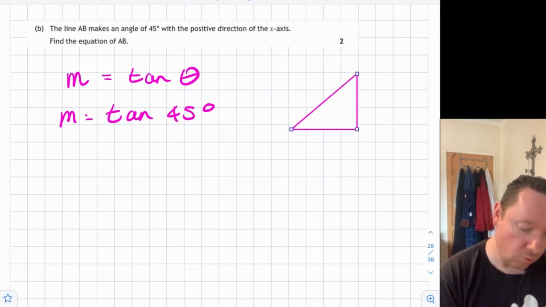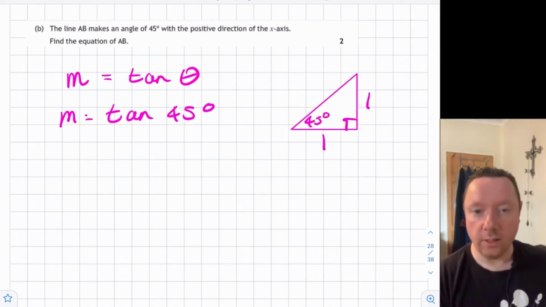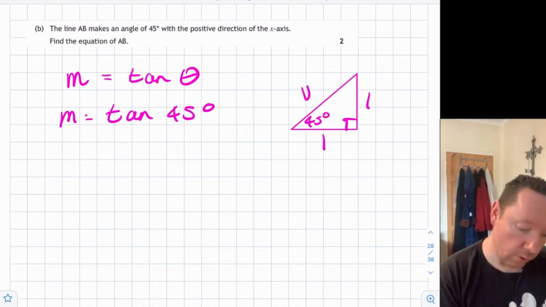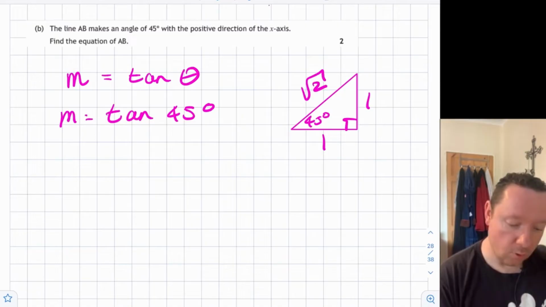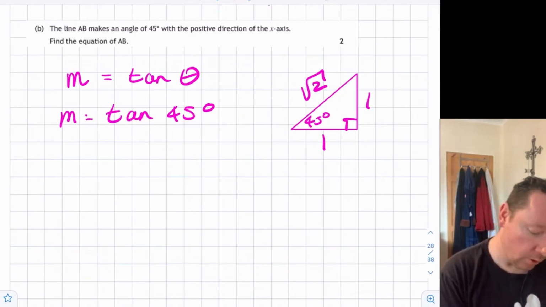If I draw a right angle triangle and make that side 1 and 1, it's isosceles, which means that these are 45 degrees here. 1 squared plus 1 squared is 2, so it's the square root of 2 on the hypotenuse. You don't actually need that. You can clearly see the tan of 45 is 1, opposite over adjacent. So our gradient is just equal to 1.